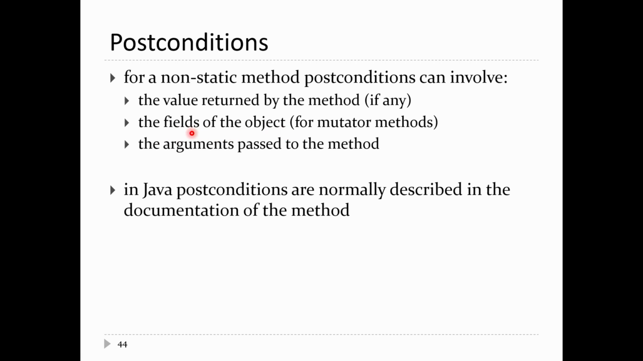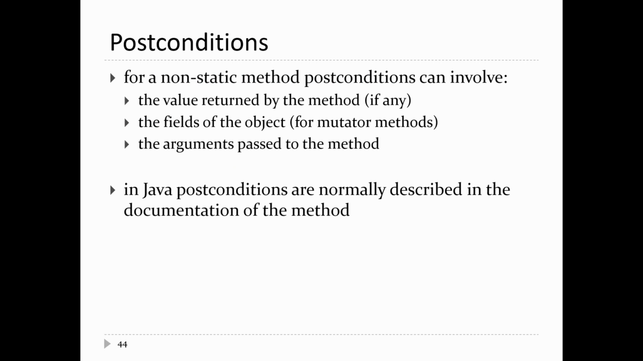Some methods change the state of your object. Mutator methods will change the state of an object, and the postconditions for those methods will involve the fields, so the data that the object is holding. Some methods take in an object as input and then modify that object. They call some methods belonging to that object and change its state. So some postconditions will involve the arguments passed to the method. Essentially, the postconditions describe what the method will do given valid inputs.